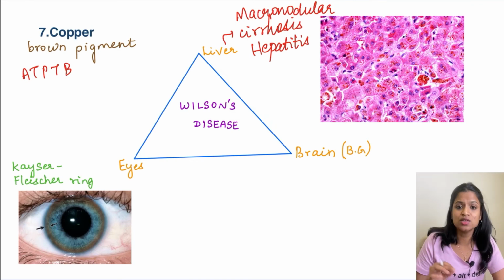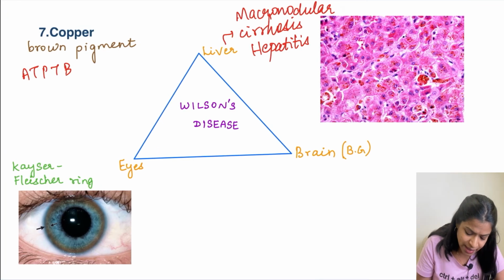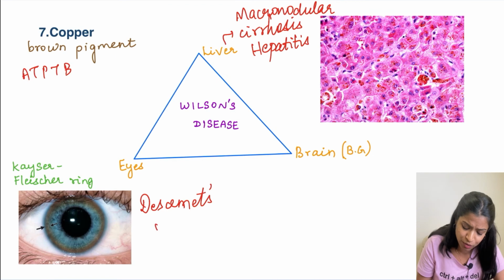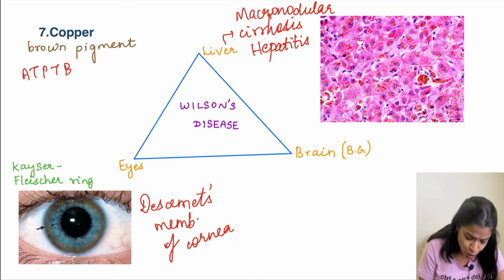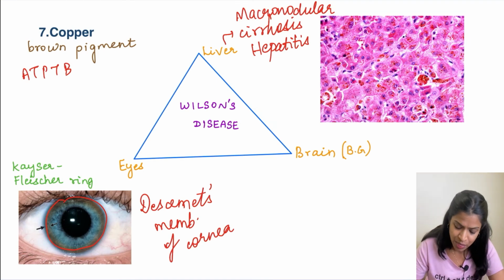So in the eyes, this copper can again get deposited, and that is producing a classical picture of a Kayser-Fleischer ring, okay, that we call the KF ring. So here the copper is getting deposited in the Descemet's membrane of the cornea, okay, Descemet's membrane of the cornea, and that will be seen as a yellow-brown colored ring. On slit lamp examination also we can see this.